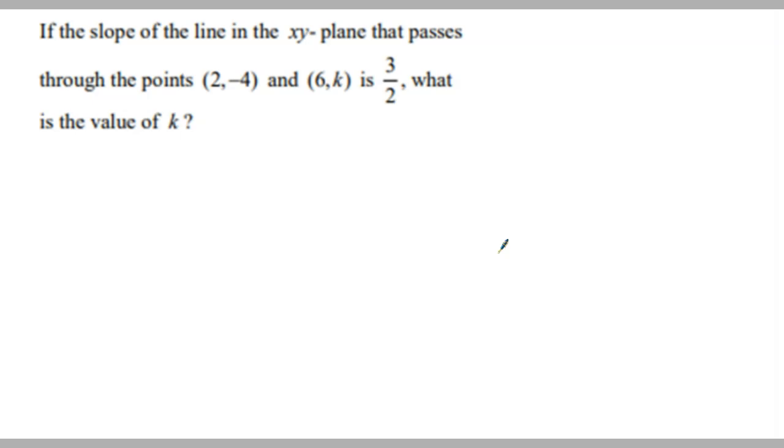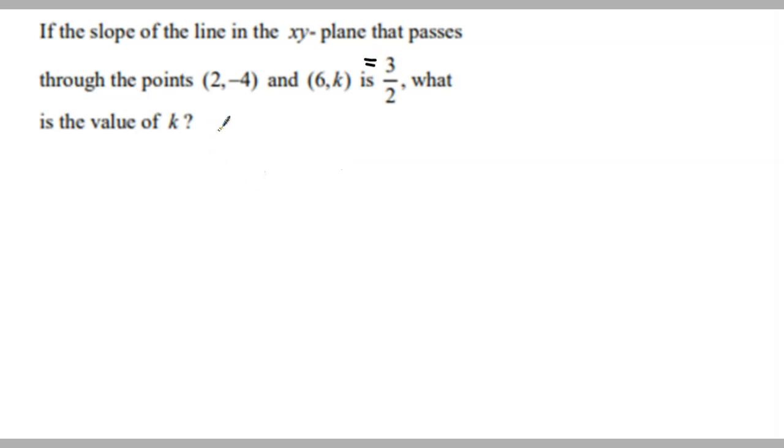If the slope of a line in the XY plane that passes through the point (2, -4) and another point (6, k) is 3/2, what is the value of k?